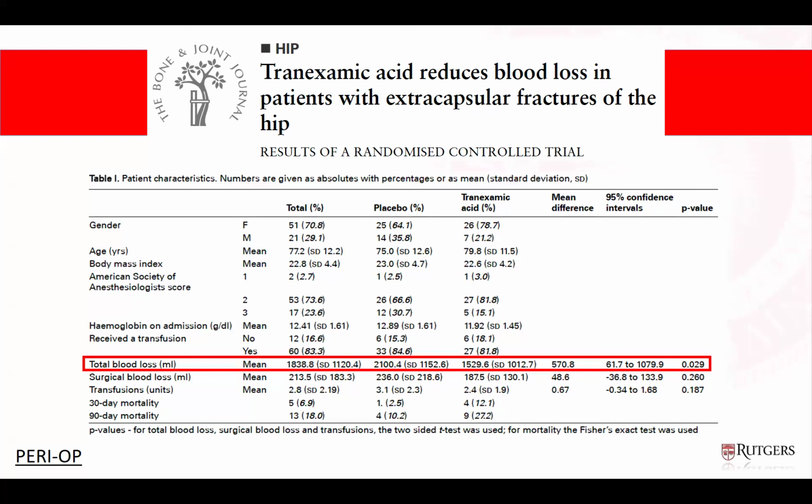Total blood loss in this paper was calculated based on the hemoglobin. So it was preoperative hemoglobin, and they use a formula that's used in a couple of different papers. It's not the most accurate thing, but it's usually measured pre-op and then post-op day 3, and that difference is how they measure it.